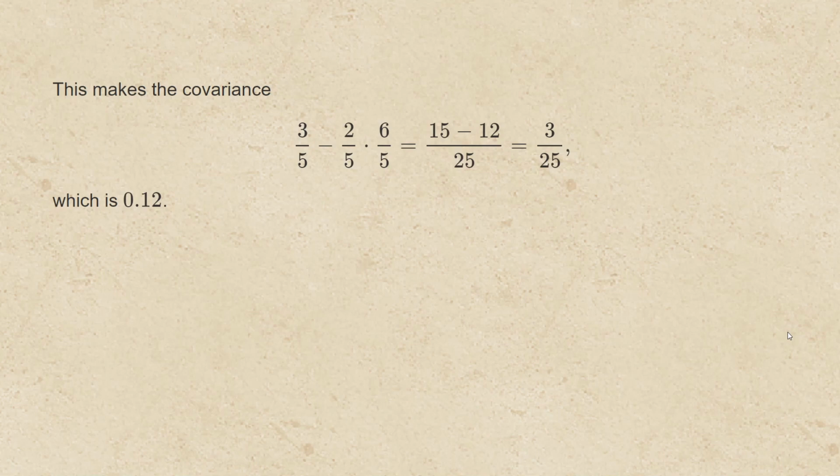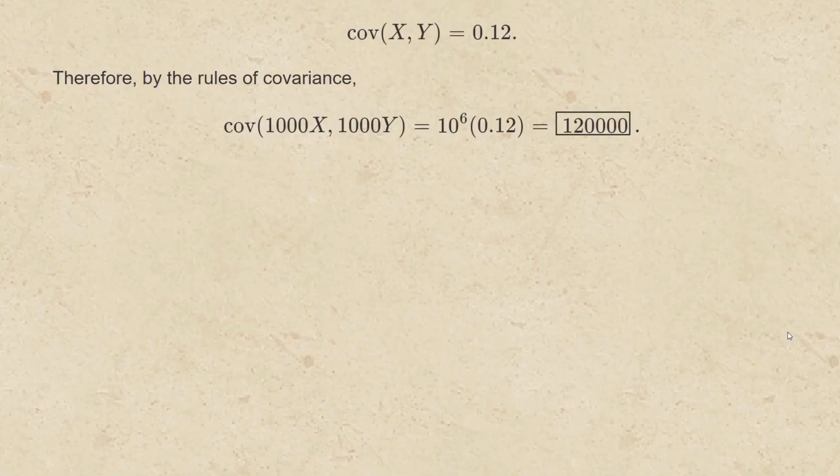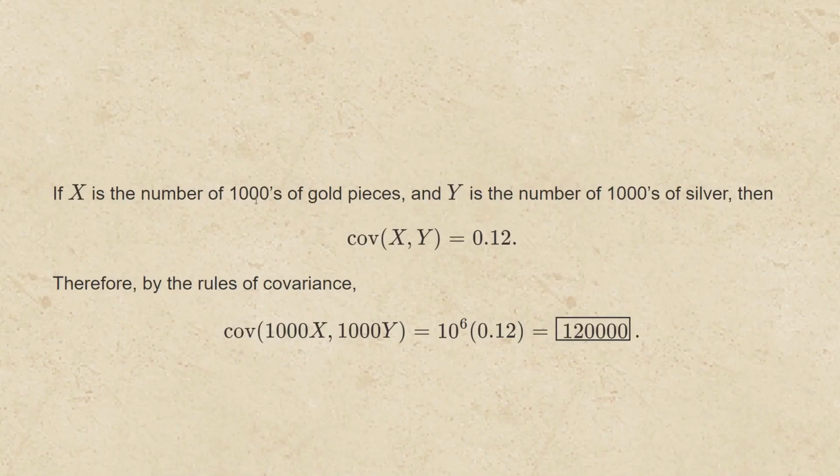Now remember that each one of those numbers represented 1,000 gold or silver coins. So if x is the number of thousands of gold pieces and y is the number of thousands of silver pieces, then by the rules of covariance, if I multiply each of those numbers by 1,000, I can factor out a 10 to the 6th power. And so I'm left with 120,000 as my final answer.